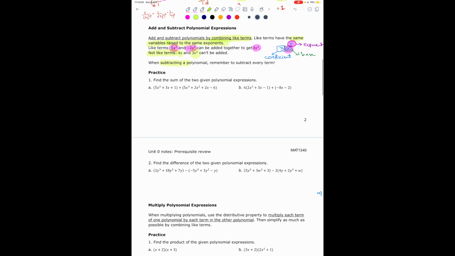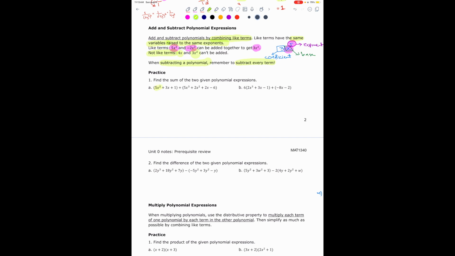When we subtract polynomials, remember to subtract every term. In other words, you have to distribute the negative inside of the expression before you combine the terms together. Okay? Here is a practice. Find the sum of the 2 given polynomial expressions. We're adding here, which means we're going to just focus on like terms and add them. So I'm going to highlight like terms.